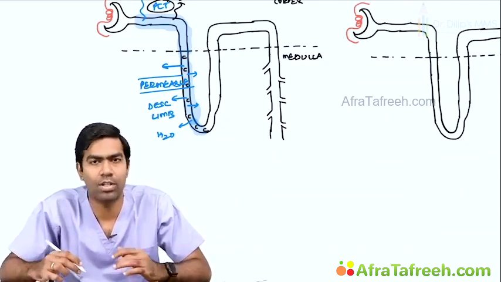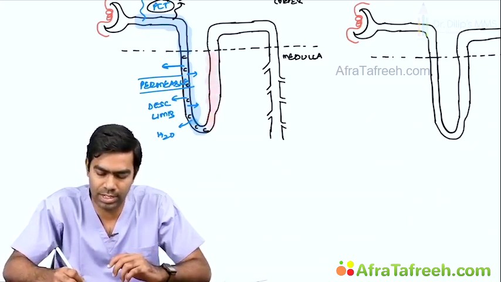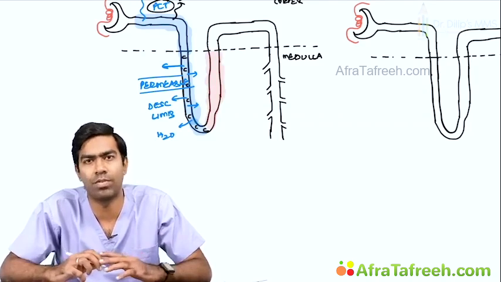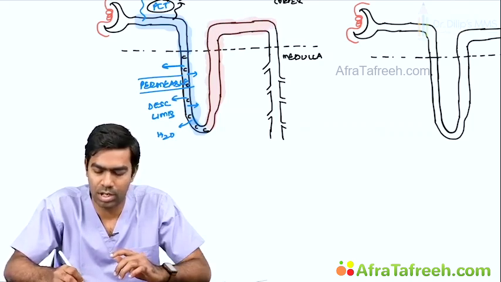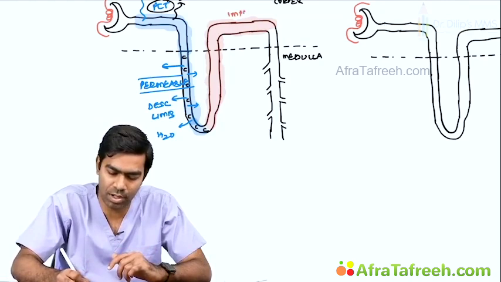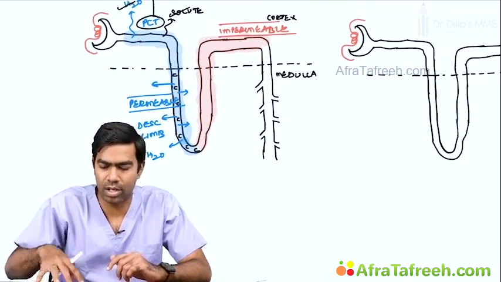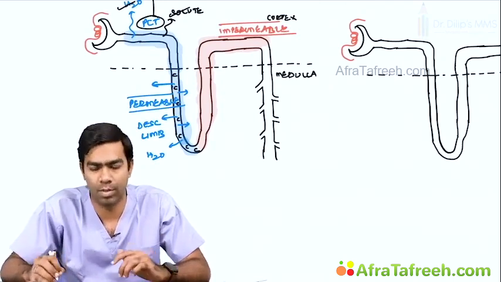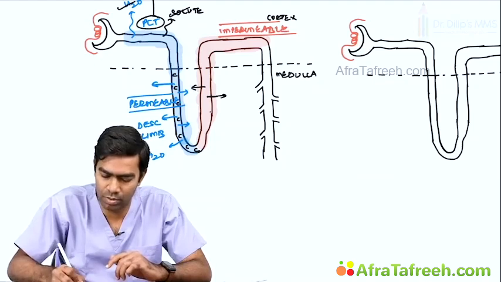And now I can draw the water impermeable regions of the nephron. The thick ascending limb of the loop of Henle and the distal convoluted tubule are the water impermeable regions. These red shaded areas cannot absorb water, but they can absorb ions, which means they are going to absorb the solutes, the ions.